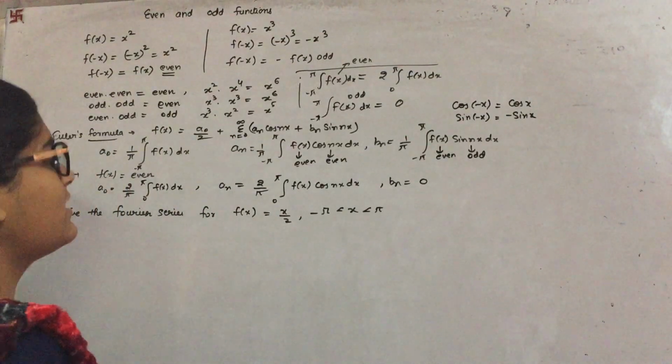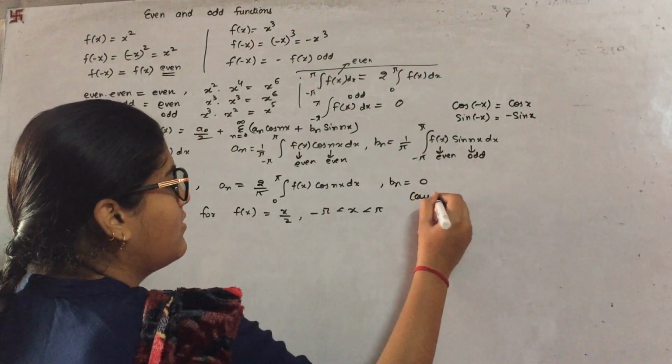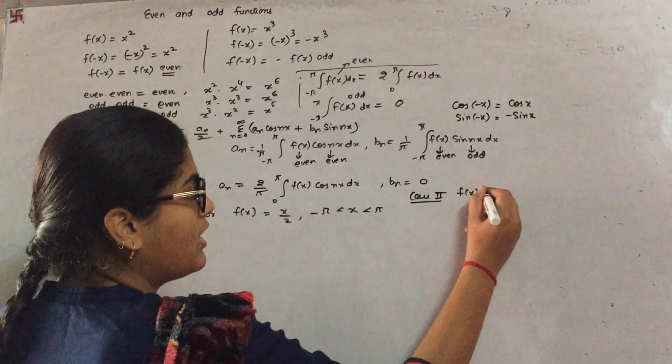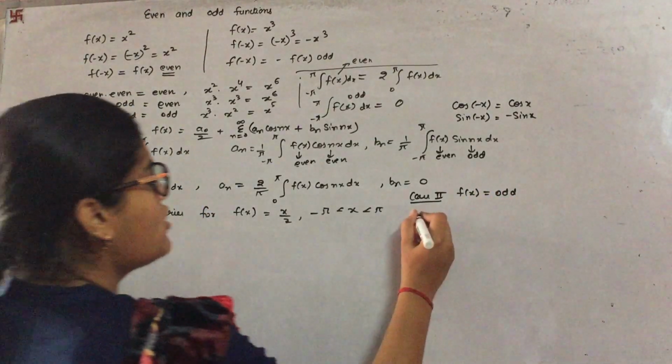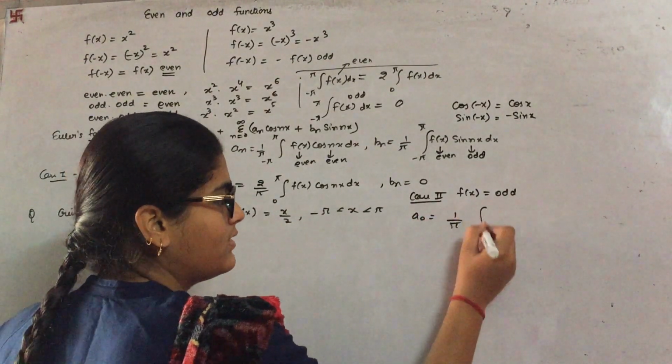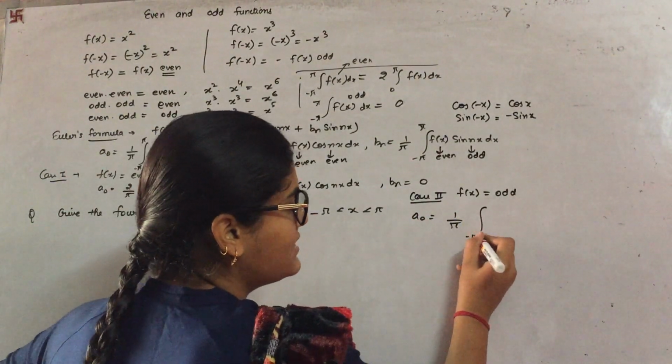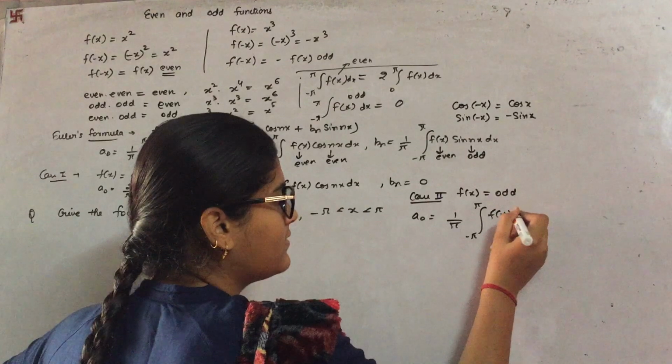Whereas, if you take the other case where your f(x) is odd, so listen, your a naught is, again I'm writing it, the integral from minus pi to pi of f(x) dx.